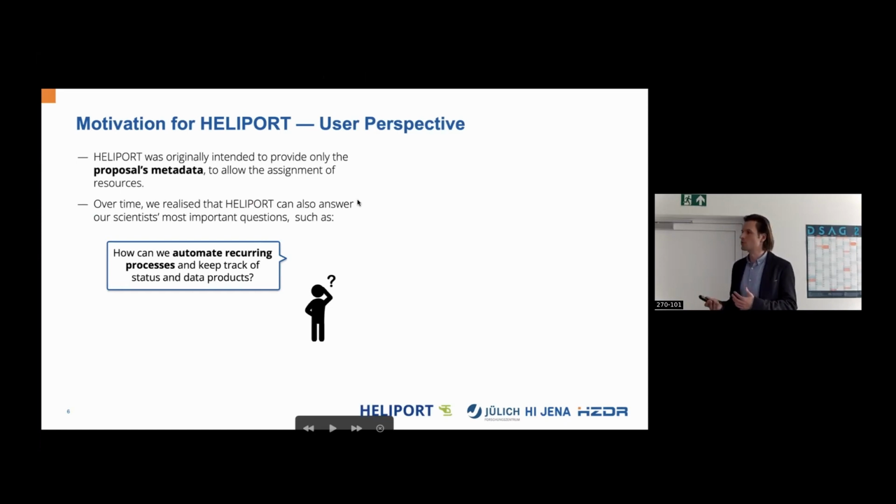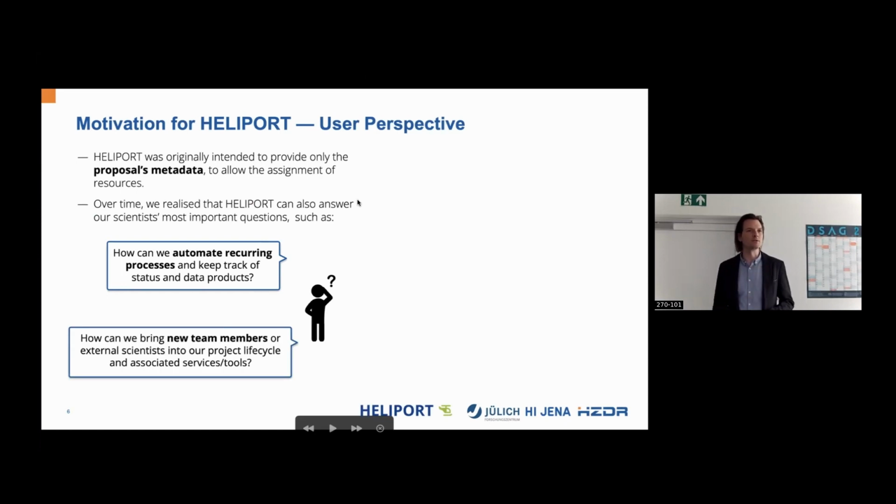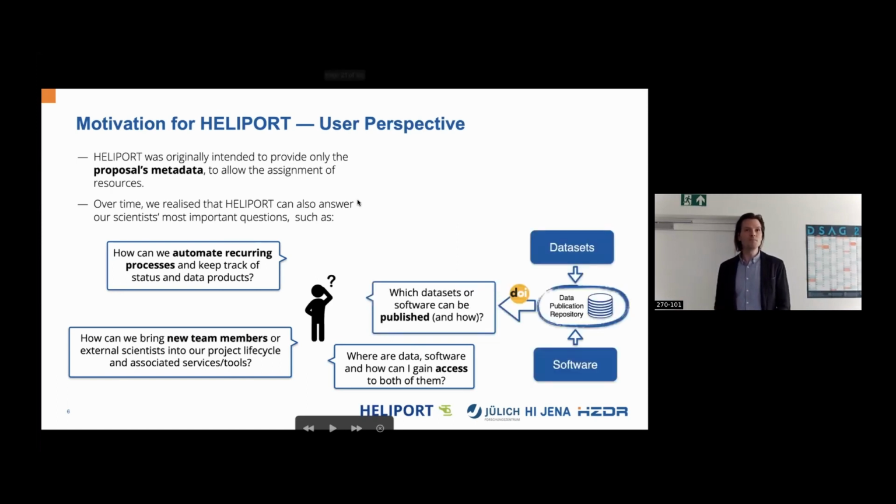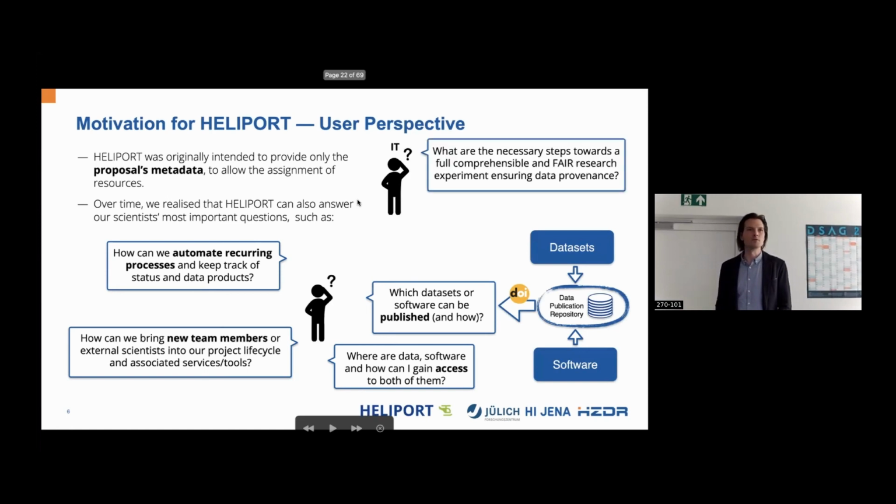So that was important for us, to show where the data comes from or where the data is located. Another important question is how we can bring new team members or external scientists into our project lifecycle and the associated services and tools. So a simple "add a new team member" button in HELIPORT is really perfect to show where everything is located, every system, the data sets, and so on. And how can we grant access to both of them, and where can we publish the final data sets? So we have subsystems for publications, but we have to show all these things to our scientists.